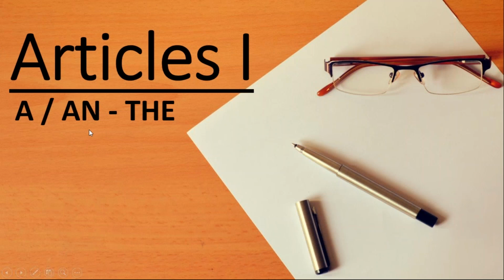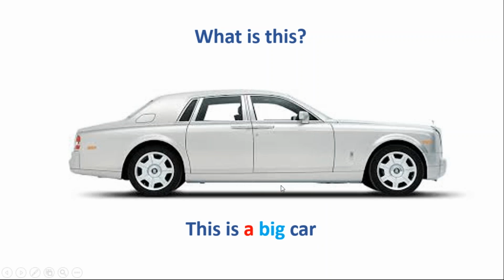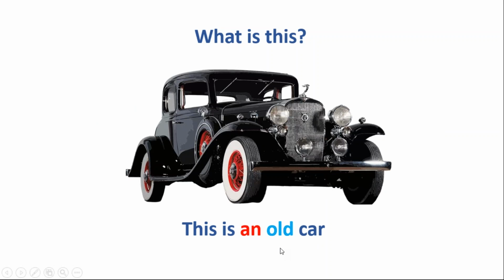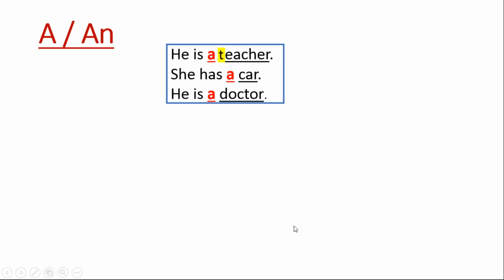La primera parte de artículos que son inicialmente tres, a, an y the en inglés. El artículo, recuerden que es la palabra que acompaña al sustantivo. For example here, what is this? Okay, this is a car. This is a small car in this case, this is a big car, or this is an old car, notice this. So we can have one banana or a banana, which is exactly the same. We have one apple or an apple, lo mismo, right? So, a and an, we can have these examples.